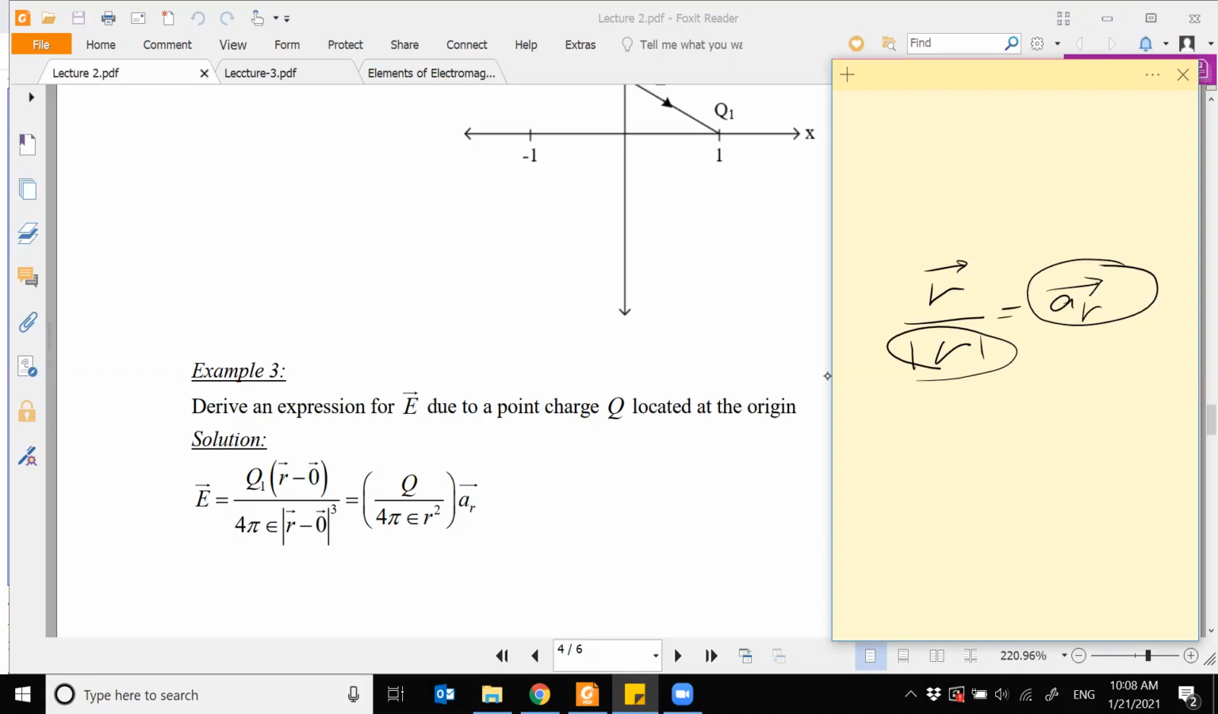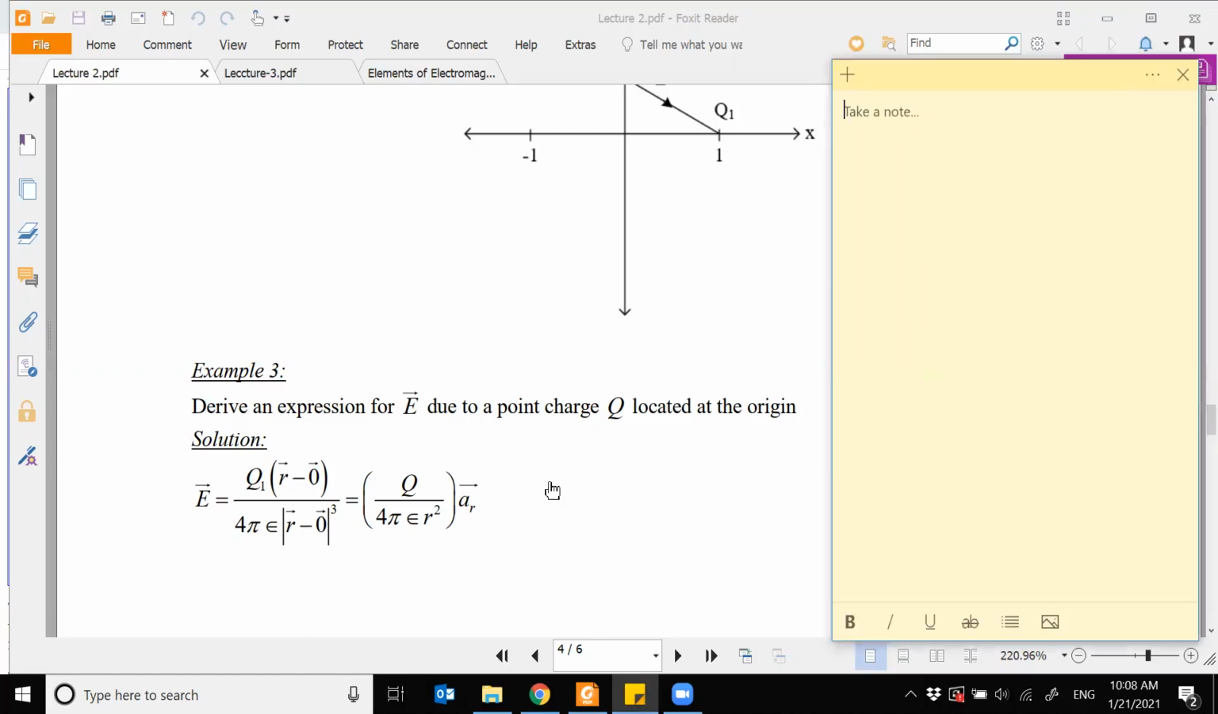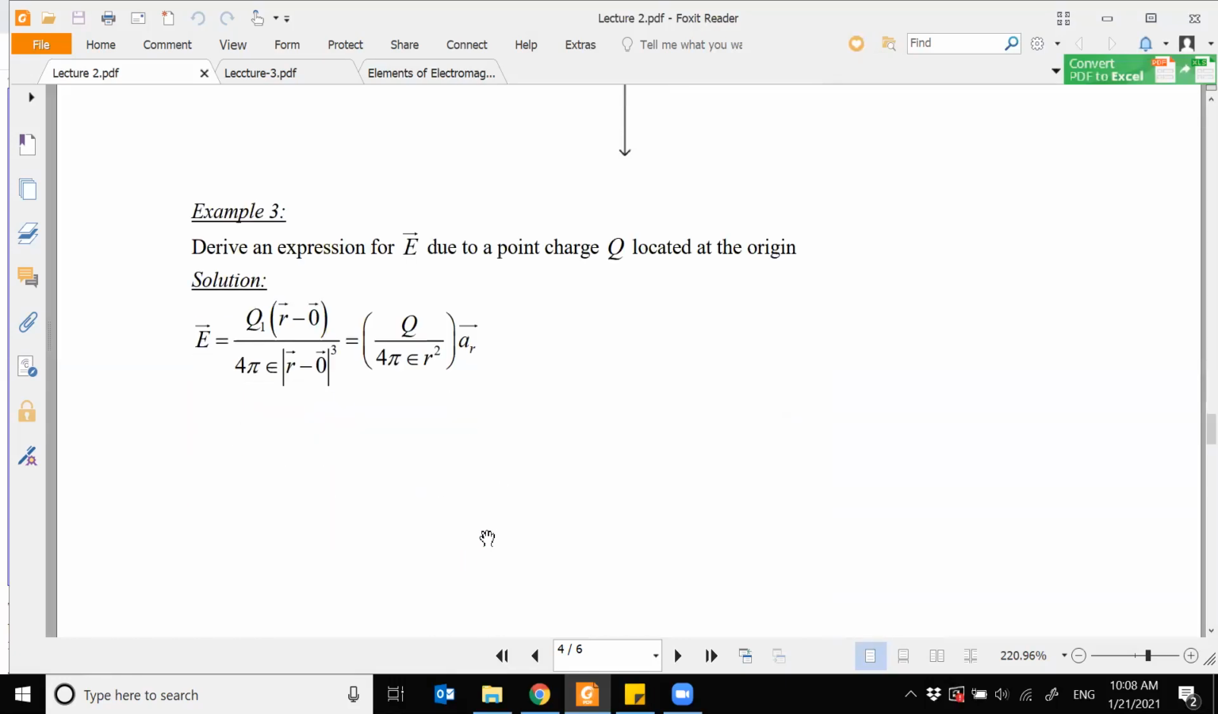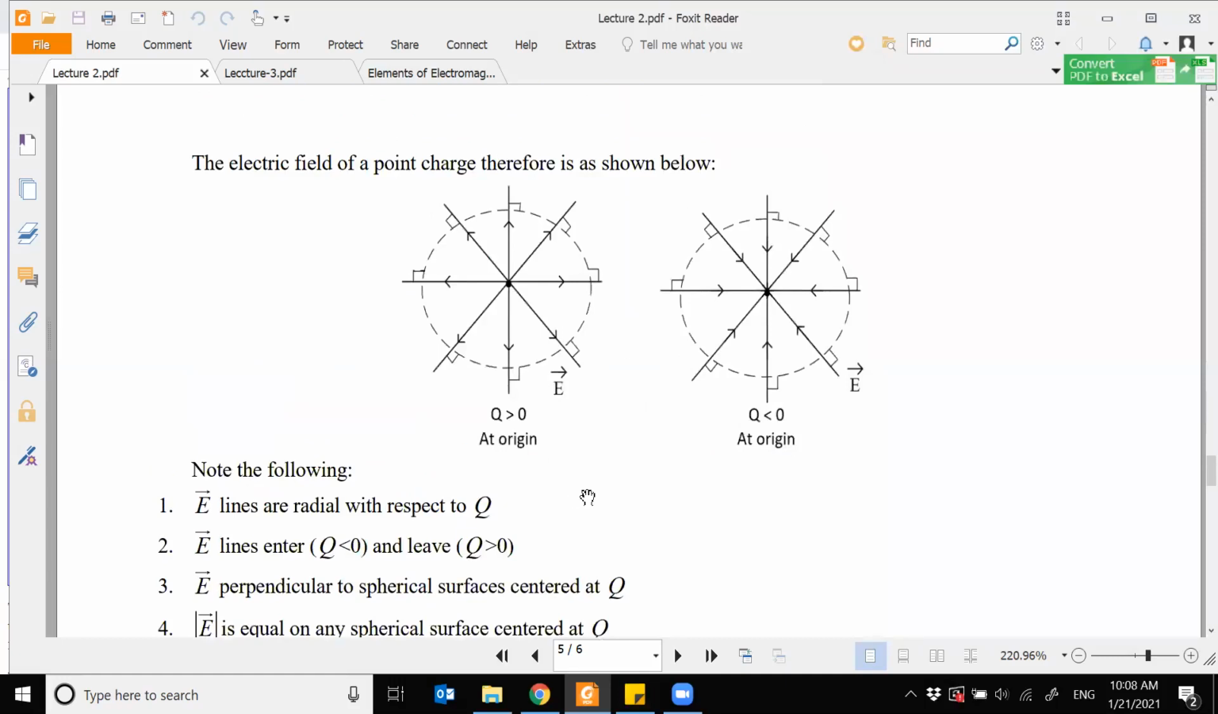Got it? So this is very, very common. We are going to use this in our course several times. So this is nothing but the expression for the electric field due to a point charge which is placed at origin. So it is Q divided by 4 pi epsilon R square times AR. So it will be radial, and this is what we plotted here.